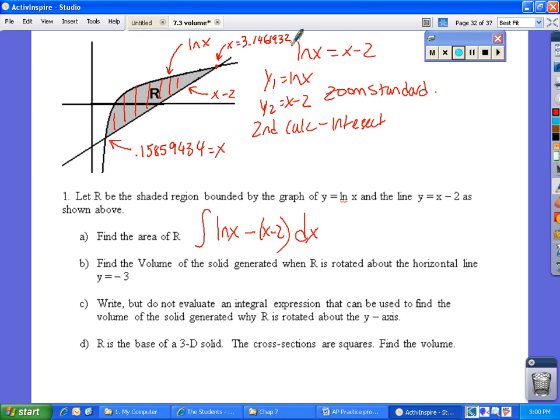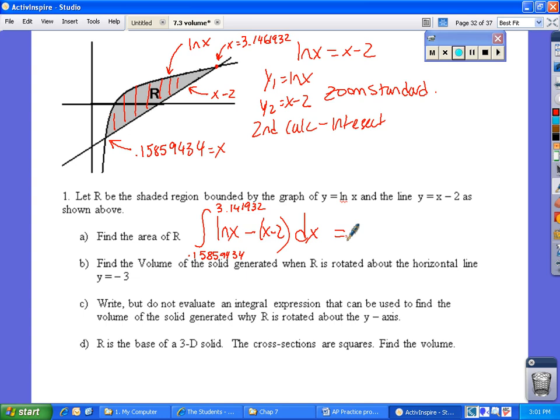If you need to pause and go and find them, go ahead and do so. But this tells me this is where my region begins, and that's where my region ends, and I'm going to put those as my bounds: 0.15859434 and 3.1461932. Now keep in mind, a lot of people are going to ask, can't we just round everything to 3 decimals? You're allowed to round, that's totally fine, but we really want to round at the very end of the problem. We want to round our answer. We don't want to round along the way.